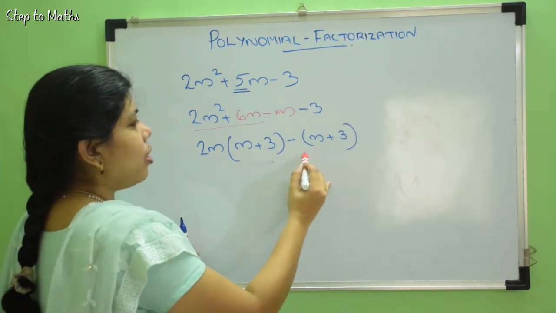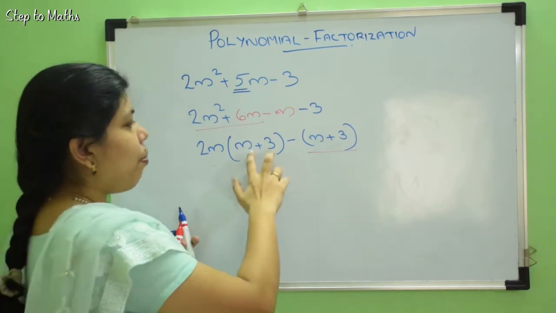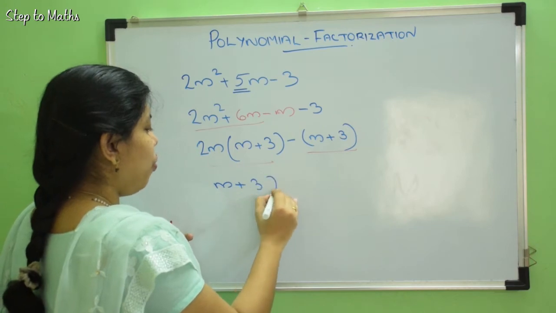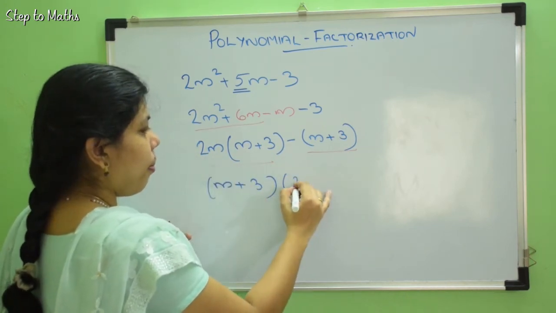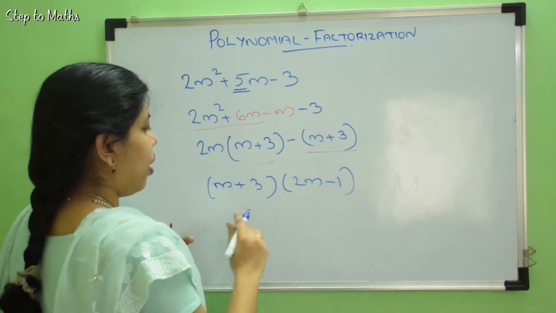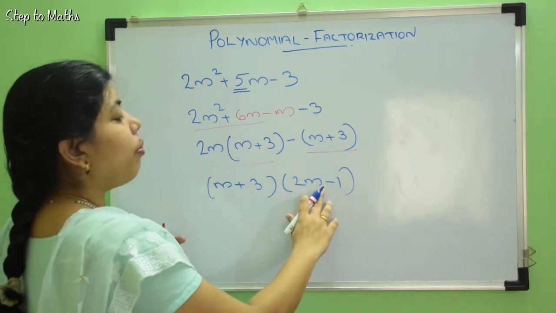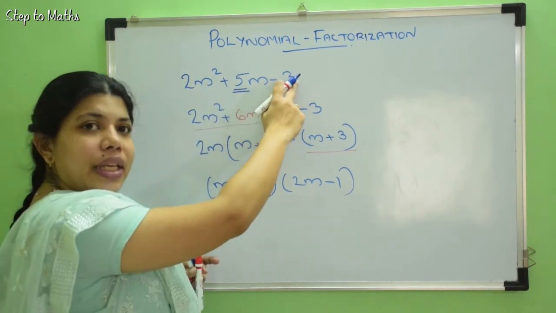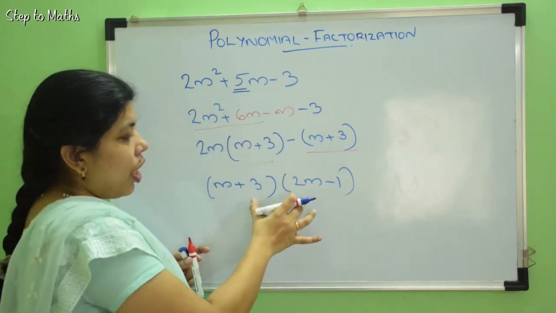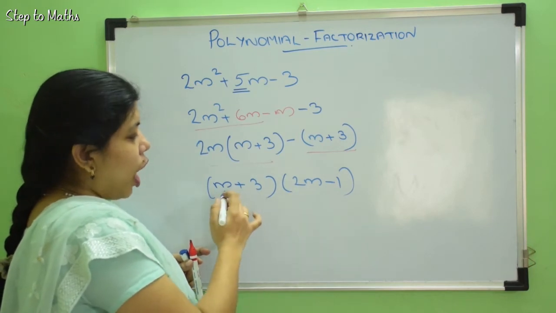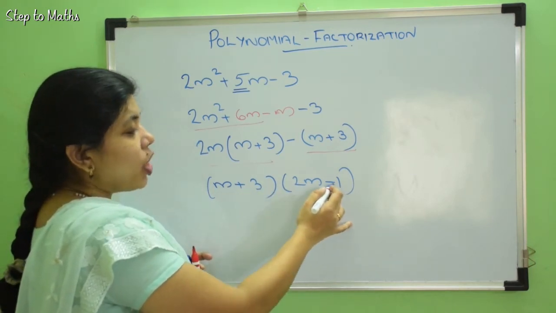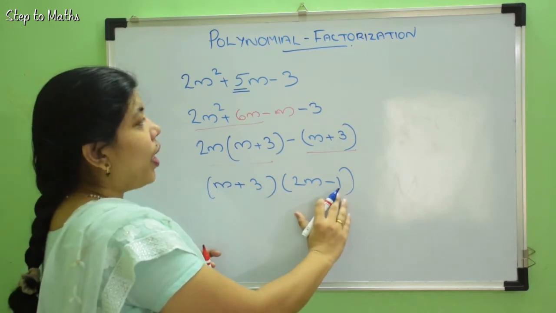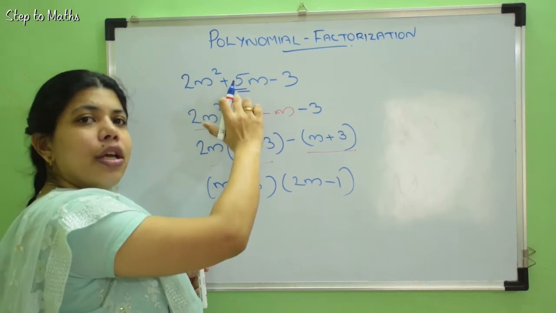Now it's the same as the previous case. M plus 3 is common, so we can write (m plus 3) into (2m minus 1). So 2m square plus 5m minus 3 is factorized as (m plus 3) into (2m minus 1), or m plus 3 and 2m minus 1 are the factors of this polynomial.